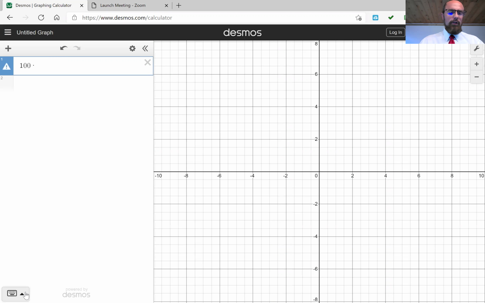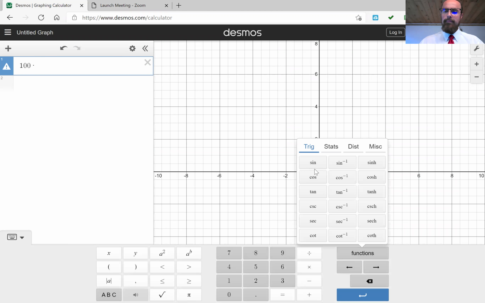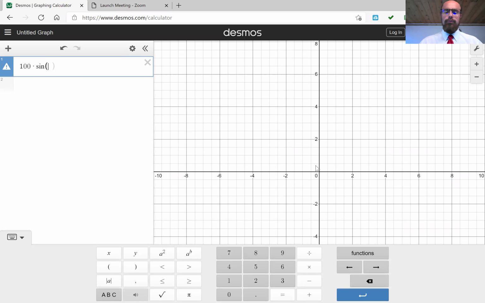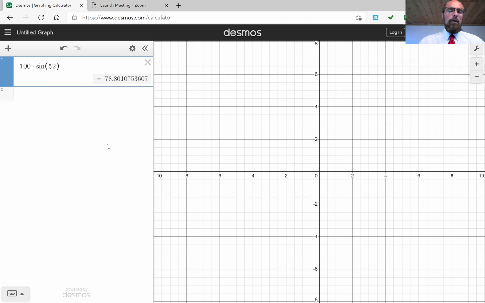And recall on Desmos, our sine functions are under the functions tab, it's the very first trigonometric function. So 100 times sine of 52. I do need to make sure that the calculator is set to degrees. So I'm here in the settings there with the wrench, and it is on degrees. So we're good. And it looks like this measurement's given to us as 78.8.